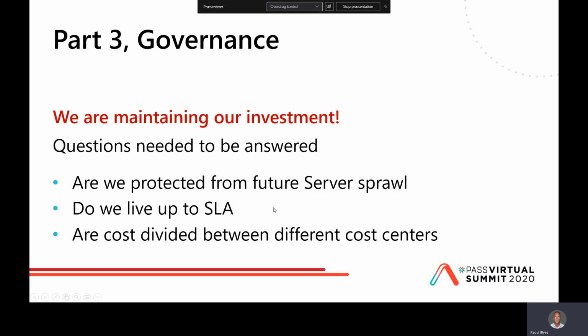Finally, the governance part. So we also need to maintain our investment. And the question that we need to be answering is something that I mentioned before. Are we protected from future server sprawl? Meaning that we clean everything up. Now we need to make sure that we are making savings on our investments. Also, do we live up to the SLA that we have promised the organization? And finally, are costs divided between different cost centers?